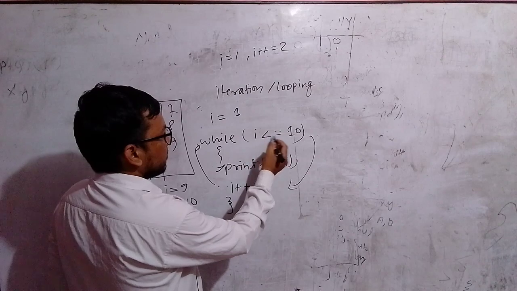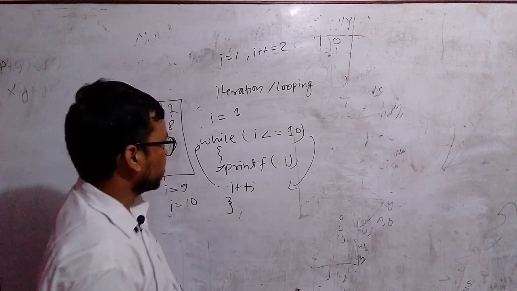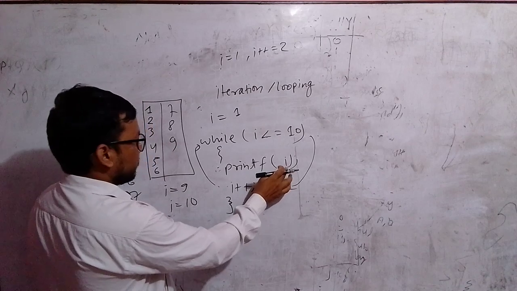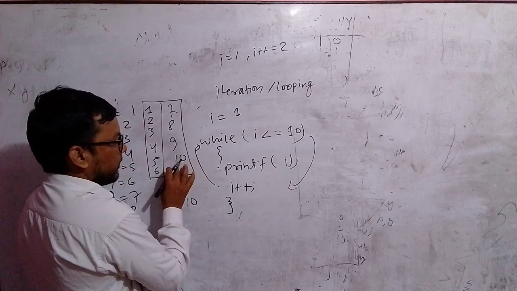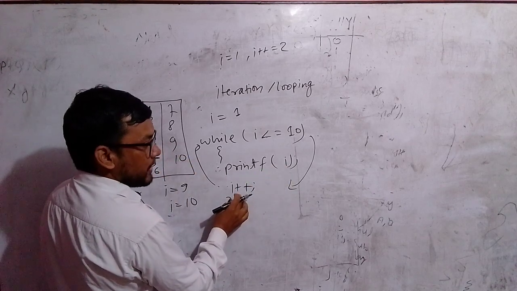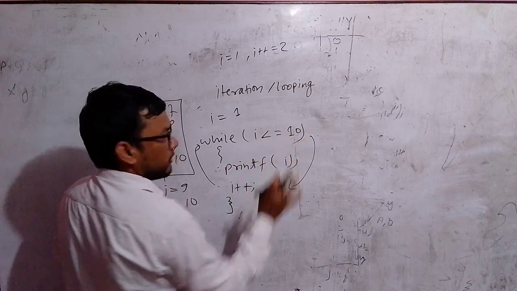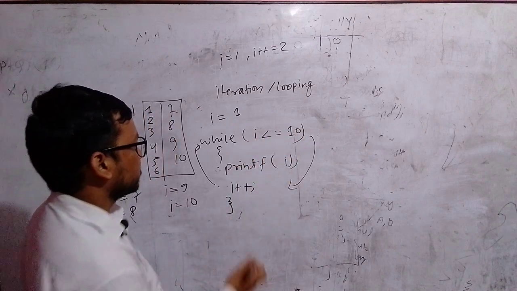Now 10 is less than or equal to 10. Yes, this condition is satisfied. That means control goes here and prints I. What is the value of I? 10. It prints 10, and I plus plus makes the value of I 11. That means is 11 less than or equal to 10? No, the condition is not satisfied.